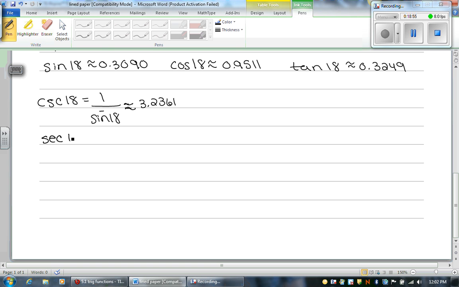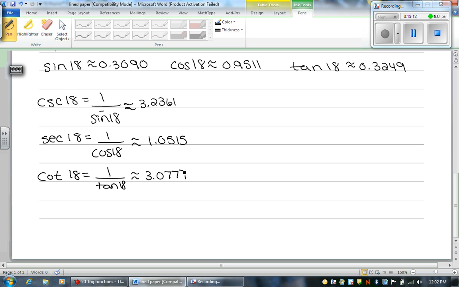Similarly, we can say that secant of 18 is equal to 1 over cosine of 18, which is approximately 1.0515. And of course, cotangent of 18 is equal to 1 over tangent of 18, which is approximately 3.0777.